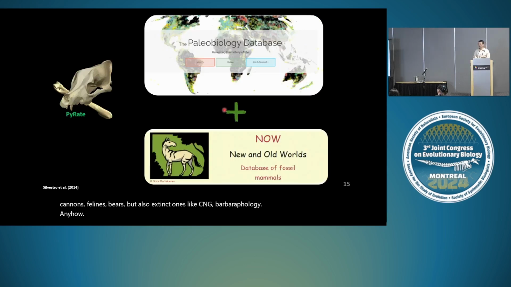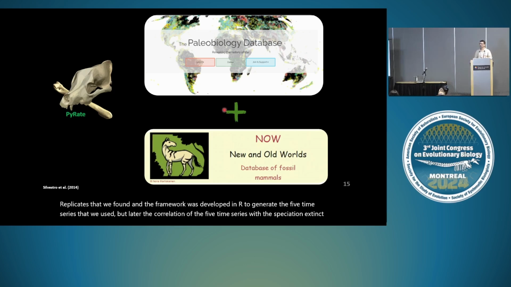And now the fossil records, we downloaded them from PBDB, the Paleobiology Database, and the NOW database, and we merged both datasets and took care to exclude pseudoreplicates that we found. And the framework was developed in R to generate the 5 time series that we used, but later the correlation of the 5 time series with speciation and extinction rates was performed in Python using multiple birth-death models.